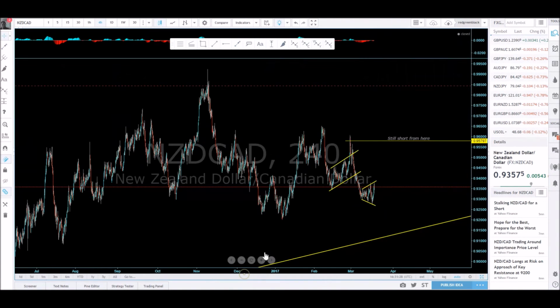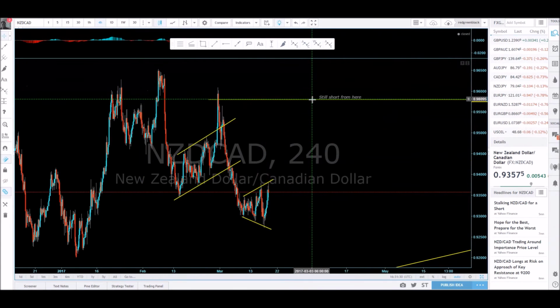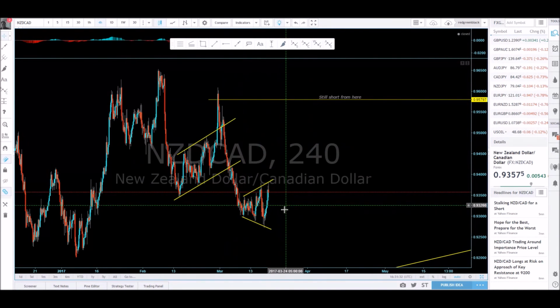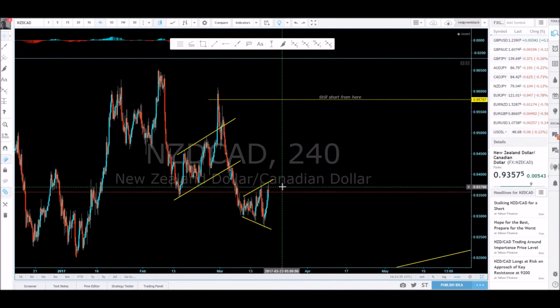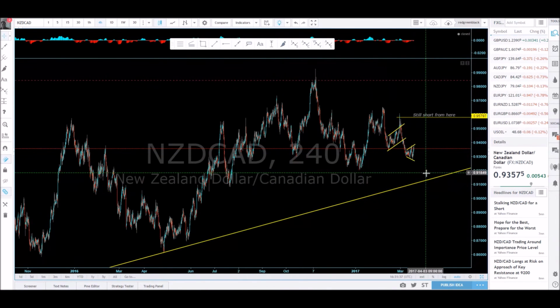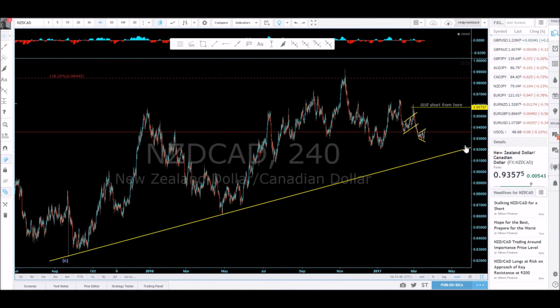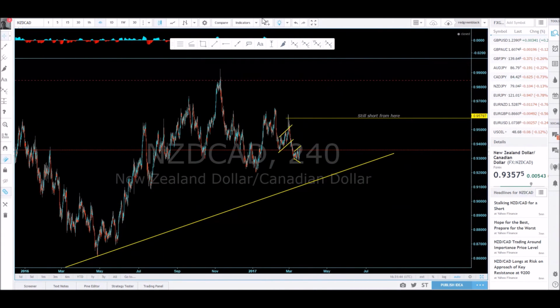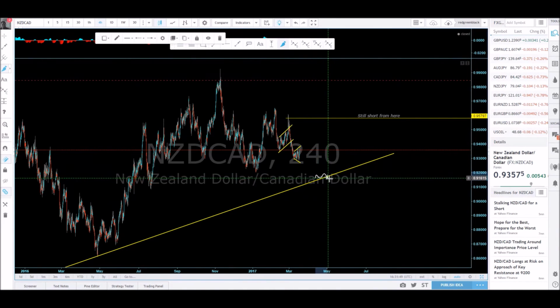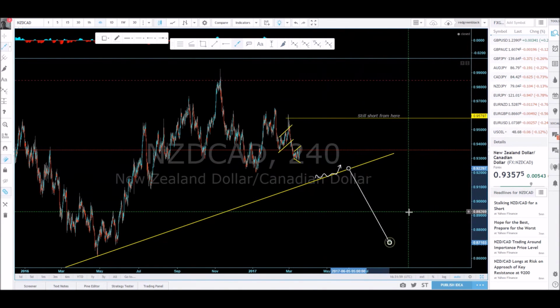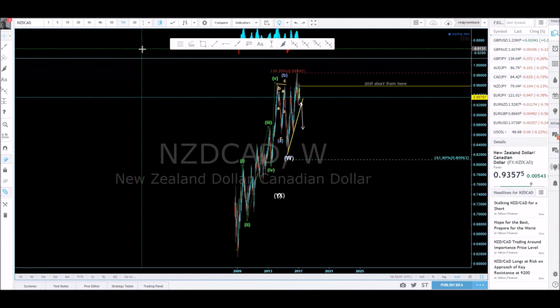NZD/CAD. I'm still looking for downside here. That could just be an expanding triangle right here for this impulse correction, and then sell, coming back to the downside. I'm most likely going to take my profits here at this trend line, and if we get something like this on the trend line, then I'll be looking to sell again, because the downside could be potentially pretty good.